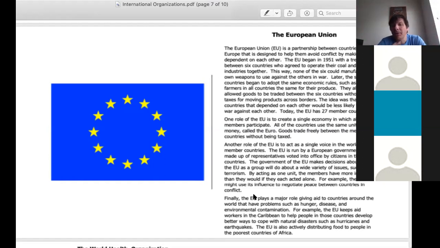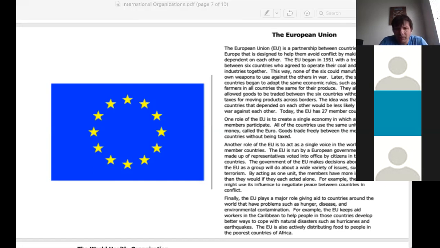Did you guys need help with anything? No, we were looking for a specific example of what they do. A specific example of what they do? Oh yeah, they created the euro. They created that money right here. You guys see my screen? Yeah. So one role of the EU is to create a single economy. All the countries use the same unit of money called the euro. Another role is that they act as a single voice in the world for its member countries.